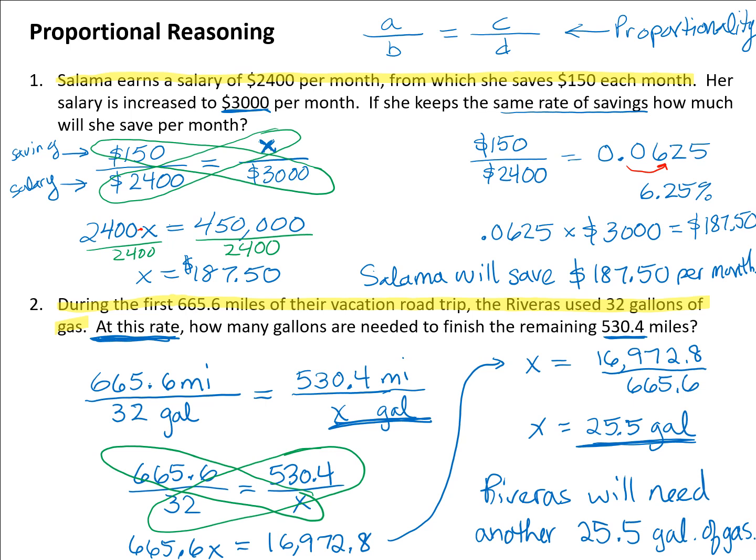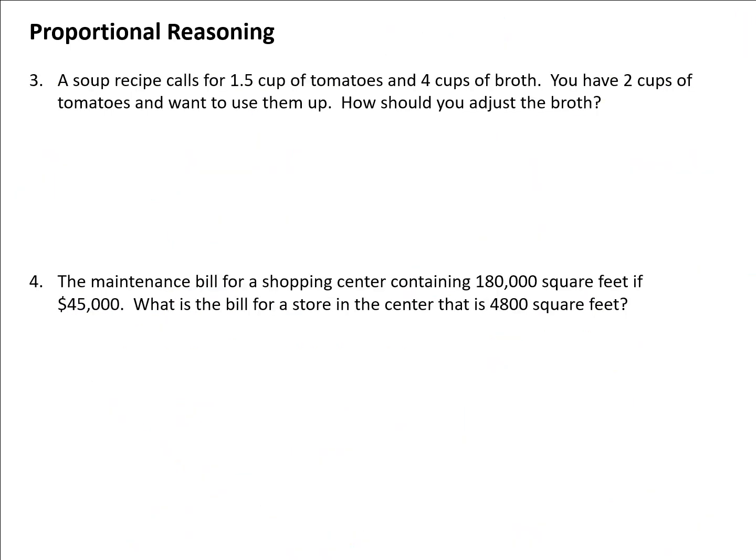Example 3, we'll look at a soup recipe. So a soup recipe calls for 1.5 cups of tomatoes and 4 cups of broth. You have 2 cups of tomato and want to use them up. How should you adjust the broth?